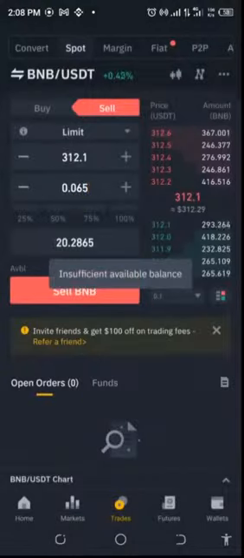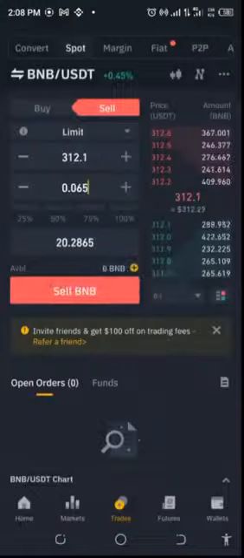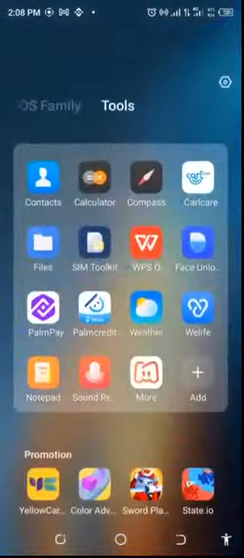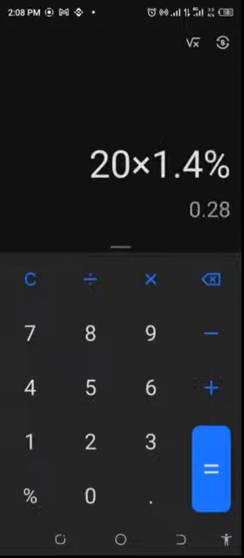So we have 20.28. So that's about 1.4%. Is that 1.4%? Something in that range. Let me be sure. Yeah, that's 1.4%. I was thinking of going, let me do it with my calculator just to be on the safe side. So that's 20 times 1.4%. Okay, yeah. So let's go ahead and try this out.